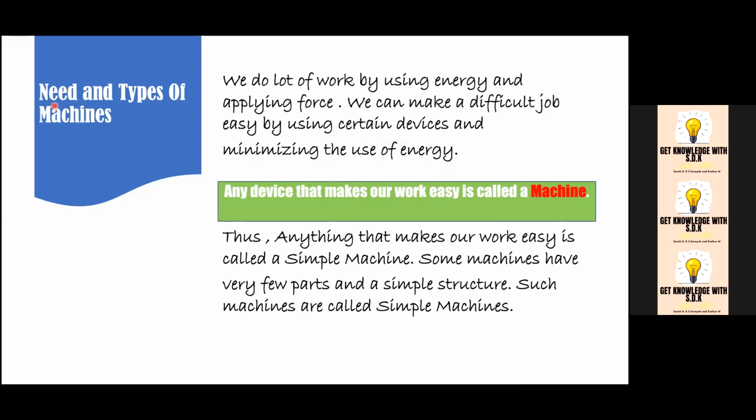Need and types of machines. We do a lot of work by using energy and applying force. We can make a difficult job easy by using certain devices and minimizing the use of energy. Any device that makes our work easy is called a machine. Thus, anything that makes our work easy is called a simple machine. Some machines have very few parts and a simple structure. Such machines are called simple machines.